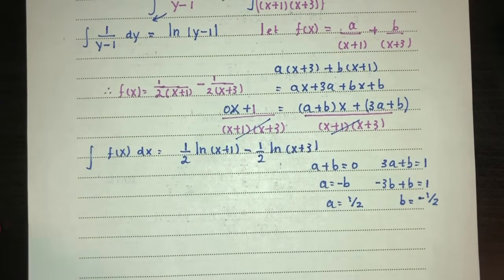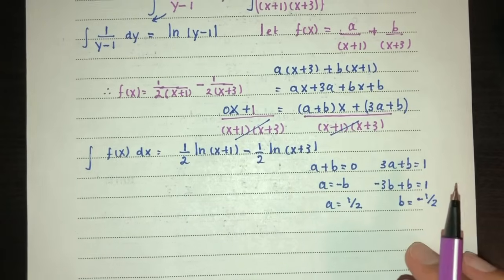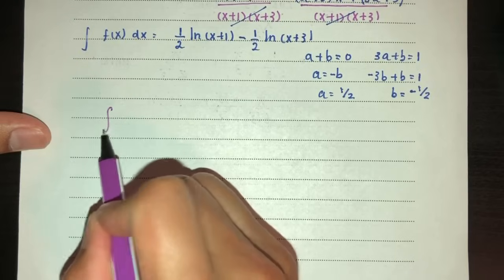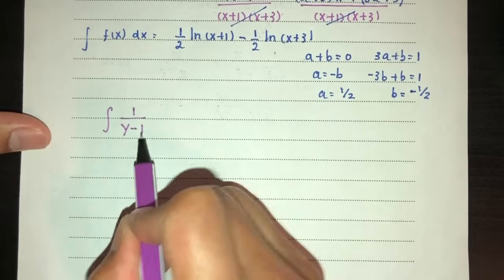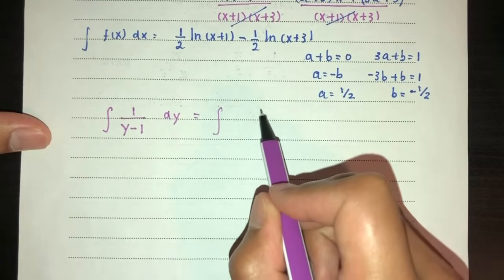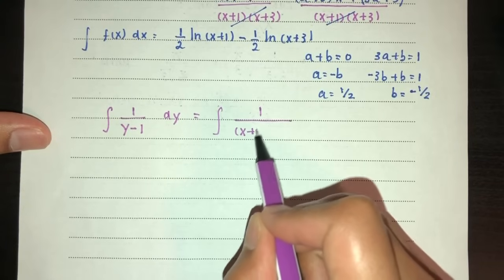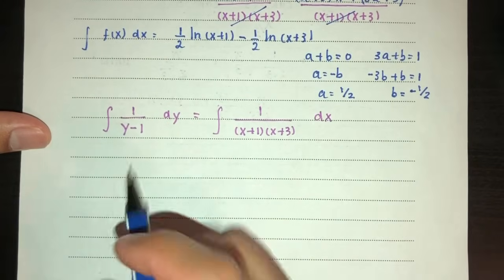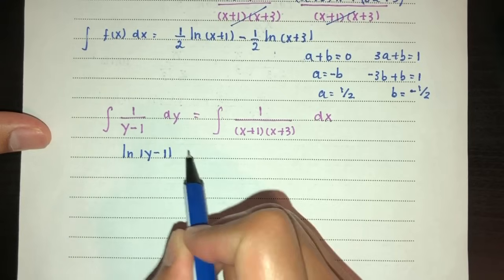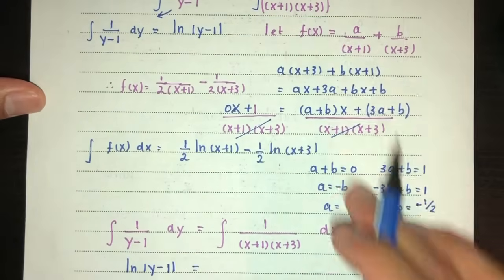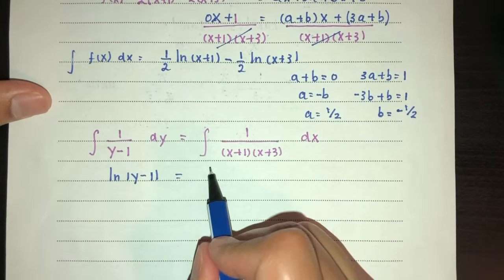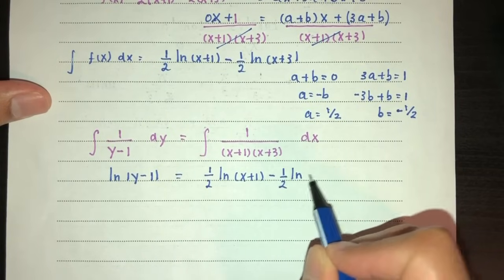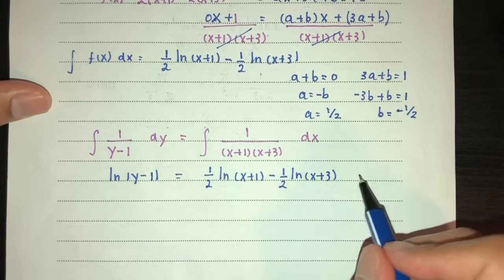So let's make some more space because we don't have much space. Basically now, what do we have? On one side we had, let's rewrite everything, integration of 1 over y minus 1 dy is equal to integration of 1 over x plus 1, x plus 3. So that was our initial integration. We found out that this side became ln of y minus 1, and this side, because of this breakdown, became half of ln x plus 1 minus half times ln x plus 3. When you integrate, you have a constant, so you say plus c.